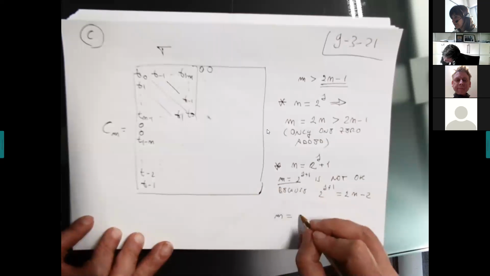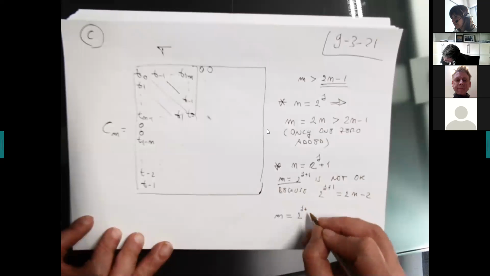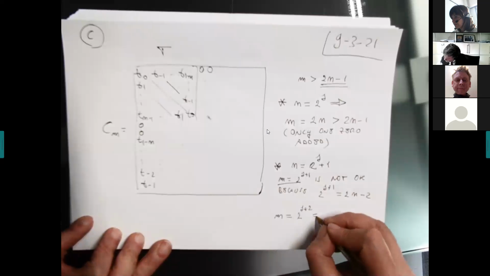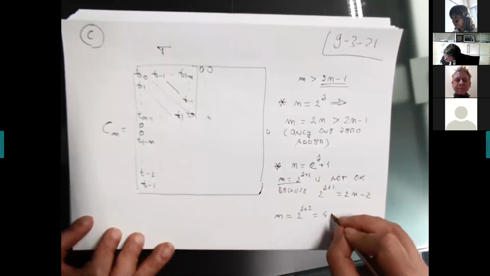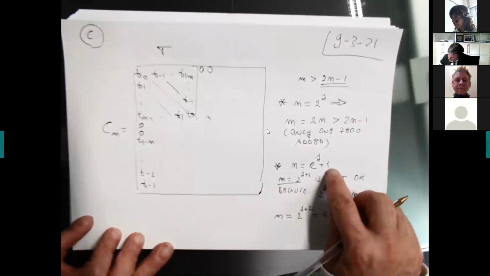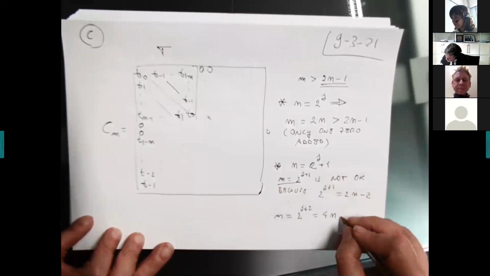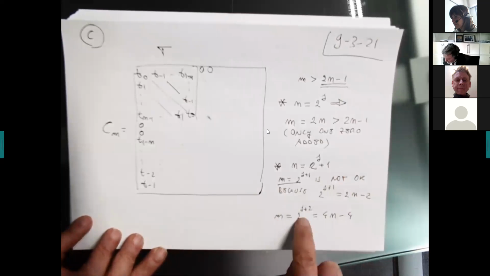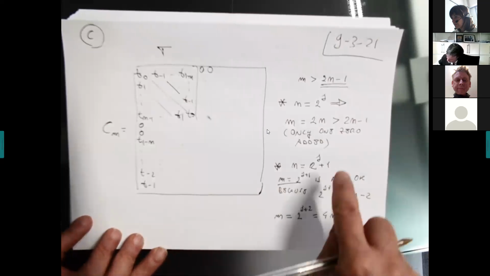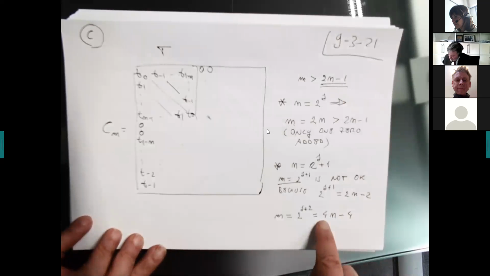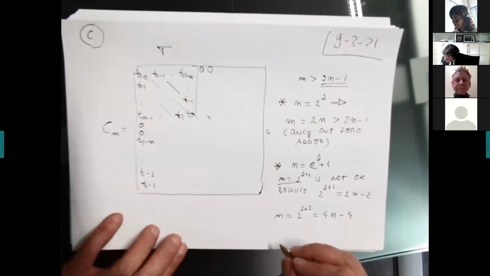M equal to 2 to the power s plus 2, which is 4n. But then if you make 4n, there is plus 4, so minus 4. This is the relation between the minimal power of 2, which is larger than 2n minus 1, and this is exactly equal to 4n minus 4. And this is the worst case.